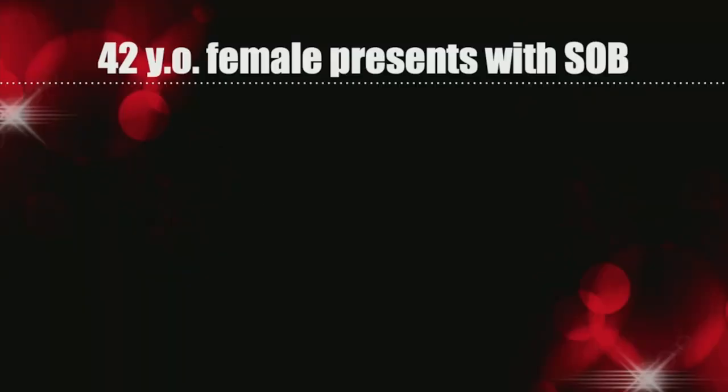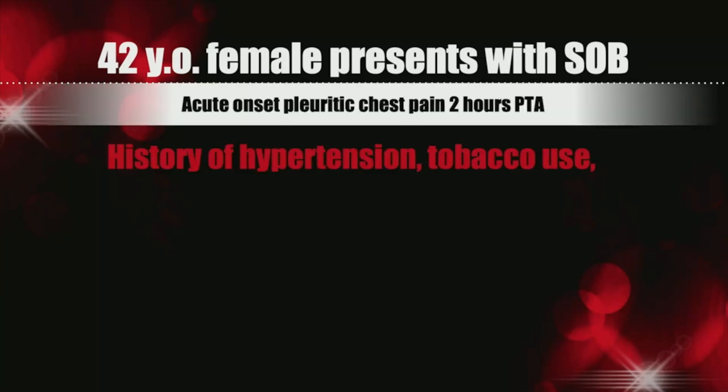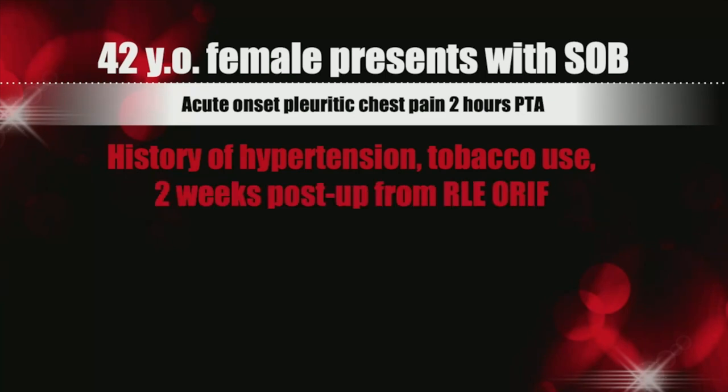This is going to be a 42-year-old female who's coming to your emergency department with just 2 hours of acute onset pleuritic chest pain and shortness of breath. She has a history of hypertension, tobacco use, and she's been previously pretty healthy, but she had a trimalleolar fracture of her right leg just a couple weeks ago and recently underwent a right ORIF. She's been having some leg swelling for the last couple days, but didn't really think much of it. She thought it was from the boot from her surgery. But she's coming to you looking acutely unwell.